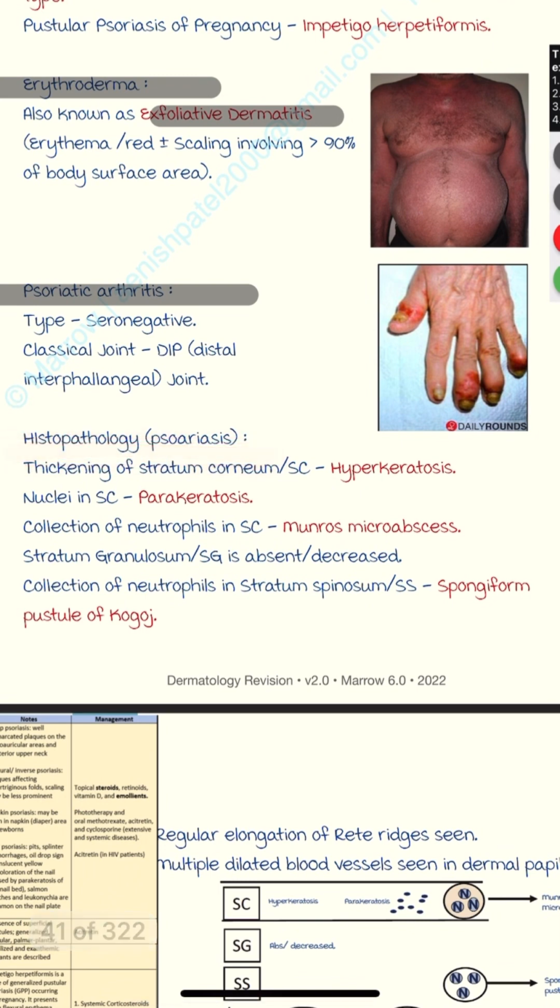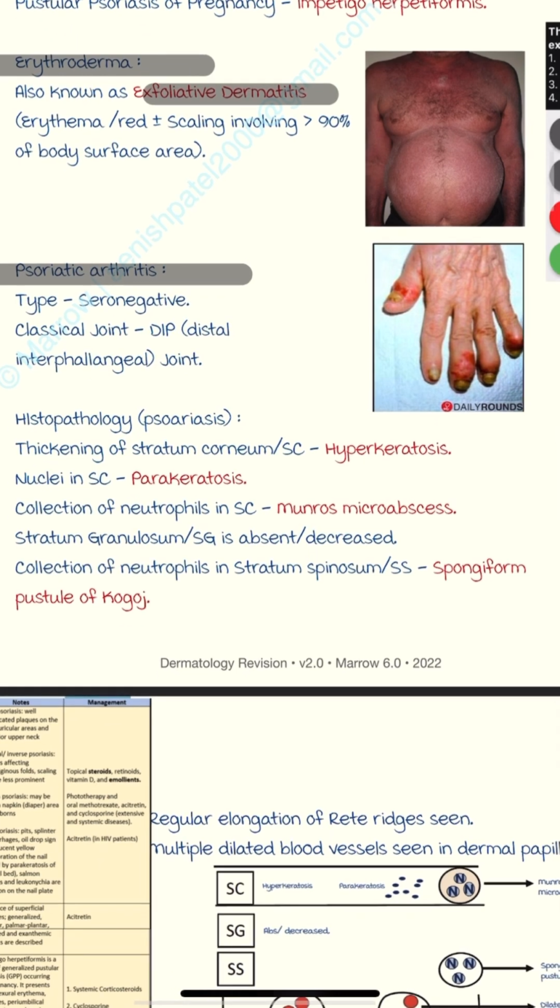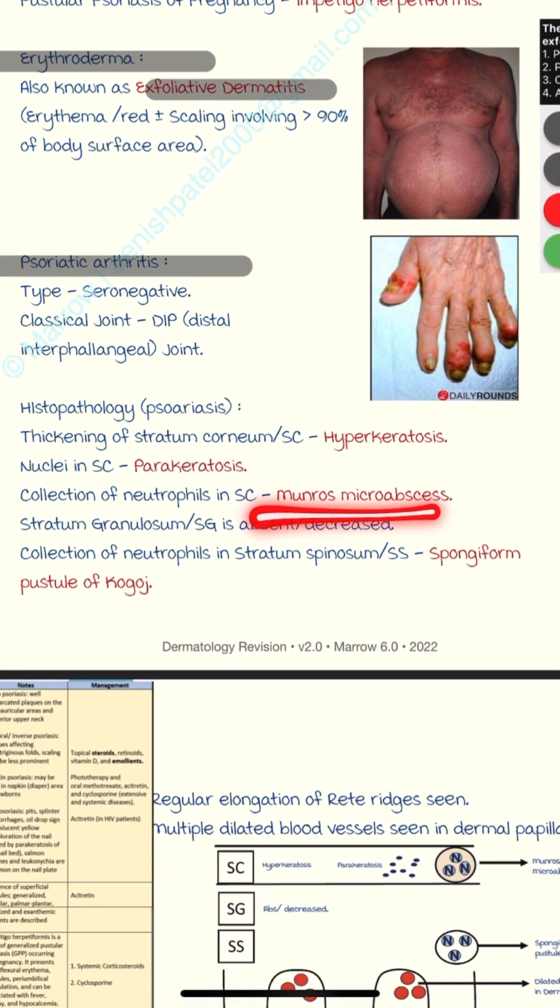Histopathology of psoriasis. Here, thickening of the stratum corneum is seen, which is known as hyperkeratosis. Nuclei are seen in the stratum corneum, which is known as parakeratosis. There is a collection of neutrophils in the stratum corneum, which is Munro's microabscess. Stratum granulosum may be absent or decreased. Collection of neutrophils in the stratum spinosum is known as spongiform pustules of Kogoj.